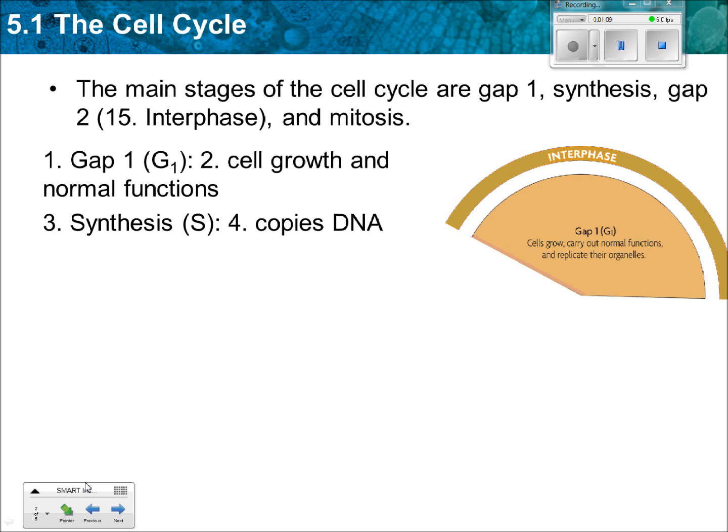So the first part of this cell cycle that I want to talk about is called gap 1. And this is just when the cell is growing, living, doing its job, doing whatever its functions are. So that's called gap 1. And notice it's in the main phase that we call interphase. You guys see this? Interphase.